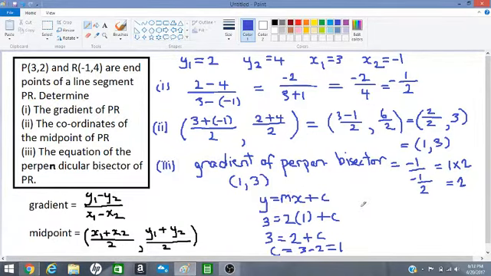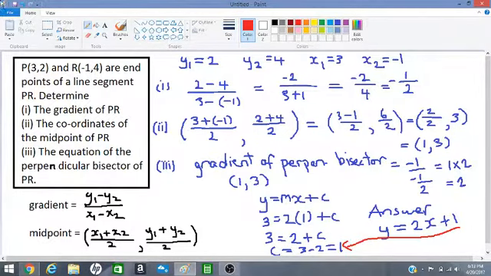So we can now write the equation. Our answer is y equals 2x plus 1. The 2 was obtained from here, and the 1 was obtained from here. Okay, so that's our answer.